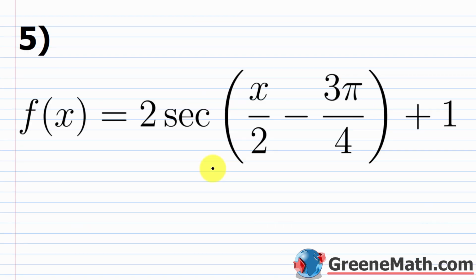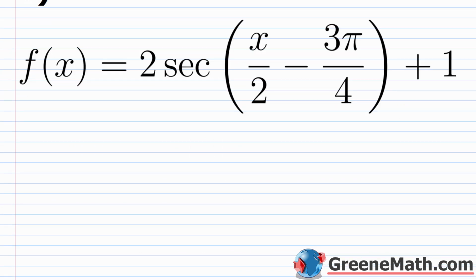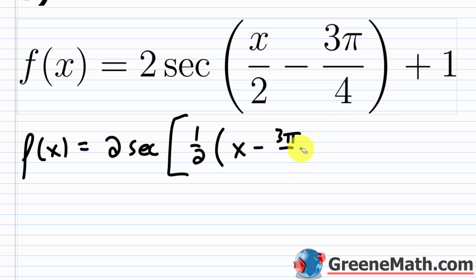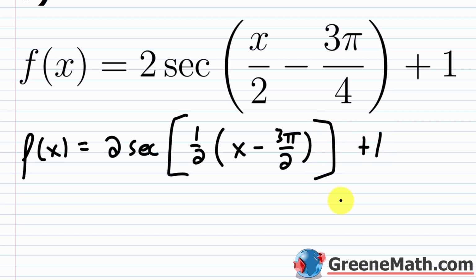All right, for problem 5, we have f of x equals 2 secant of x over 2, minus 3 pi over 4, then plus 1. Slide down a little bit. Let's write f of x is equal to 2 secant of, let me pull out the 1/2 there. So inside you have x minus, again, I'm just going to multiply this by 2. So 3 pi over 4, let me show this. 3 pi over 4 times 2. This would cancel with this and give me a 2 down there. So this is 3 pi over 2. And then we can just close this stuff down, and you have the plus 1 there.